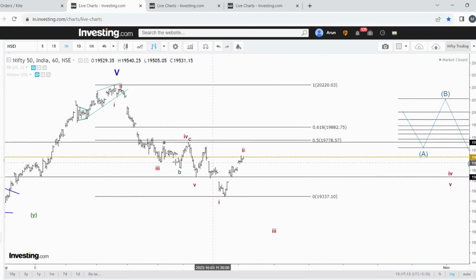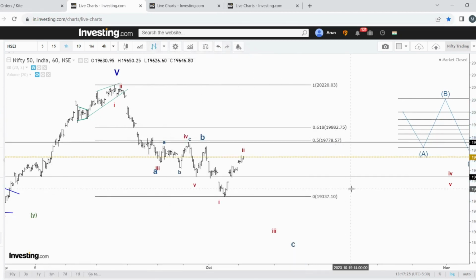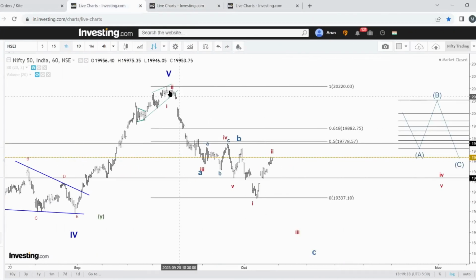Okay, that is, this A wave has been completed here. A, this sideways may be B and C. Okay, these are the options now. So let's track how the price moves and we take decisions. Okay, so hope you understand the options available in Nifty. So don't get confused. Three options.